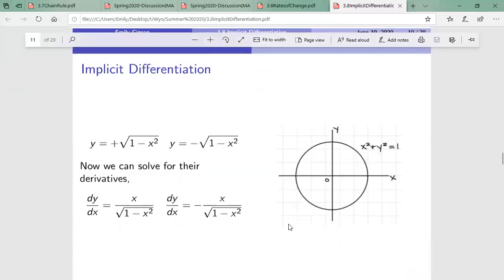So now that we have y defined explicitly, one value of y equals some map from x to y, we can solve for their derivatives. So dy/dx of our first expression equals x divided by the square root of 1 minus x squared, and dy/dx of the second equals negative x over the square root of 1 minus x squared. And that's pretty simple.